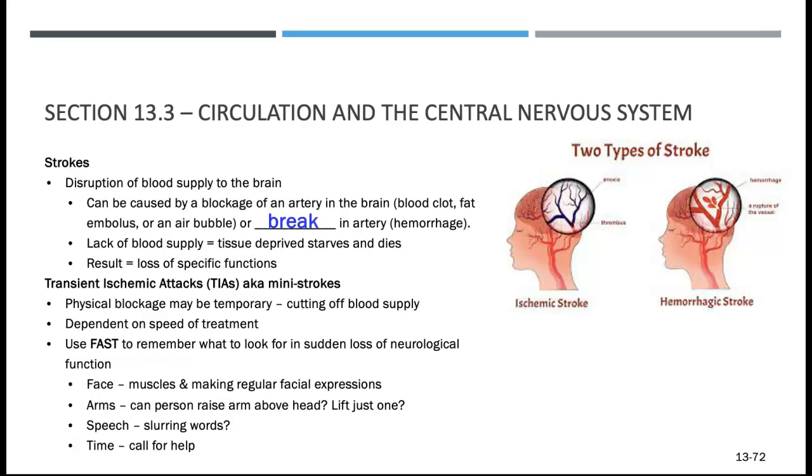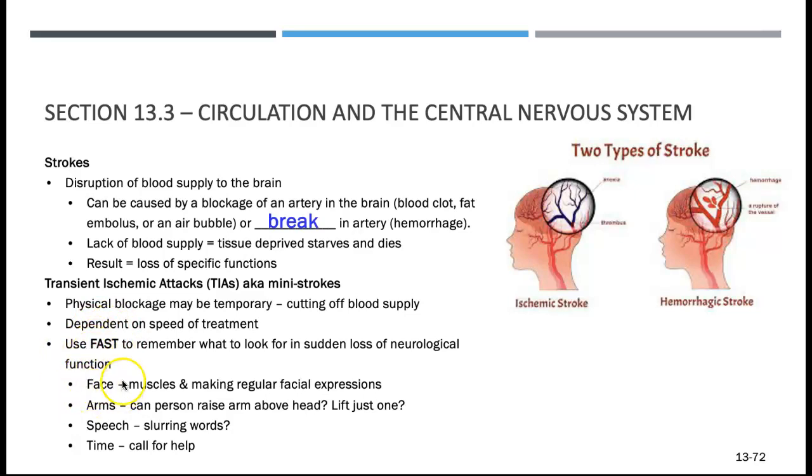Now, you may have heard of transient ischemic attacks, or TIAs, which is also called a mini stroke. This is when we have a physical blockage that may be temporary, cutting off the blood supply to the brain. So you might have some symptoms of a stroke, but then the patient will recover. It's dependent on the speed of treatment, and we can use what's called FAST as an acronym to remember what to look for in sudden loss of neurological function.